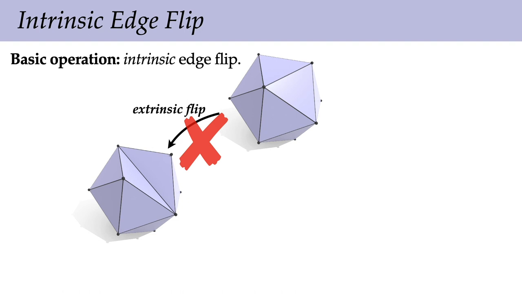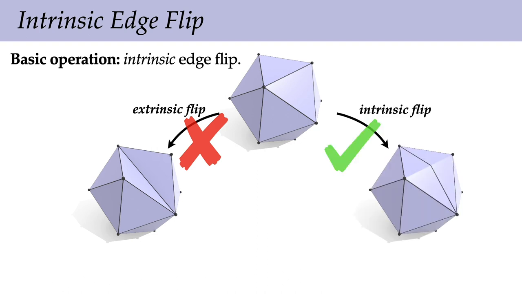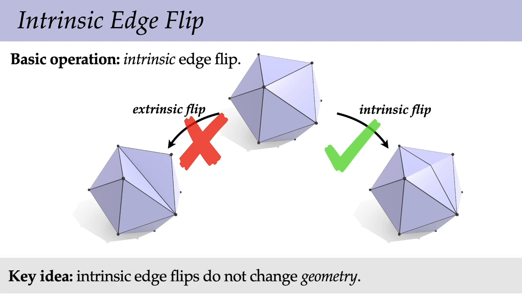If you do this extrinsically, what you notice is, in general, the geometry will change. In this case, we had this convex edge, it became concave. It kind of did damage to the original geometry. An intrinsic edge flip is not going to work like this. Instead of connecting a straight line segment through space, we're going to connect a straight path or geodesic path along the surface, okay? Which we can easily do if we're just keeping track of lengths and connectivity. And the key idea is an intrinsic edge flip does not change the intrinsic geometry.